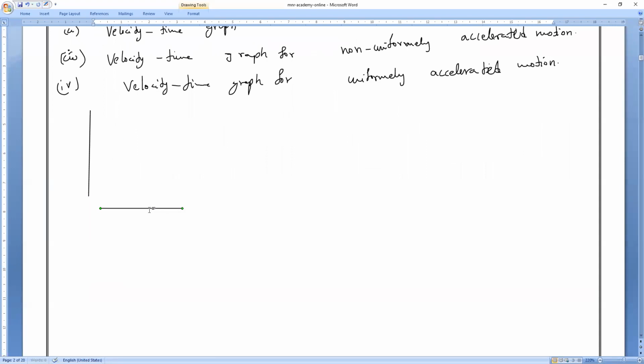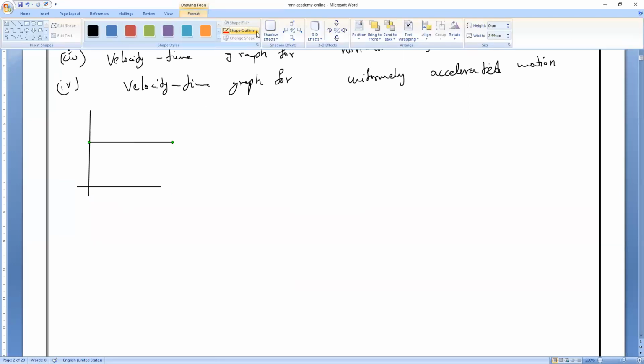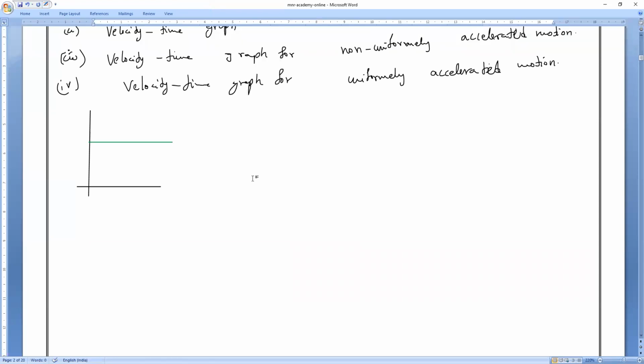What is the very first one? Respond. Distance time graph, but body at rest. Body at rest means how will the graph come? Parallel to the x-axis. Constant. Very good. Distance time graph, body at rest means parallel to the x-axis. Yes or no? Yes, sir. That's all. So please write it.